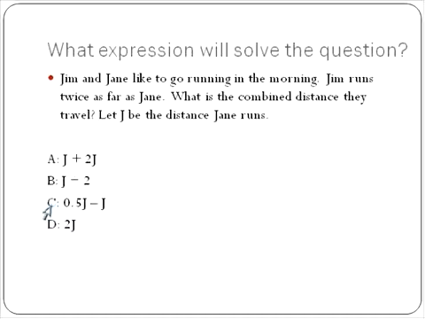So we have to look at these 4 expressions and find out which one of these will show us the combined distance that Jim and Jane travel. Let's go ahead and start at the bottom. 2J. That means 2 times J, or twice the distance that Jane runs. Is that going to be the combined distance of Jim running twice as far as Jane and Jane running? That's not. 2J is just going to be as far as Jim runs, twice as far as Jane.